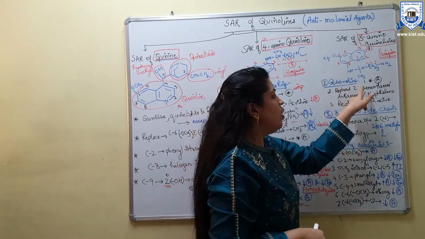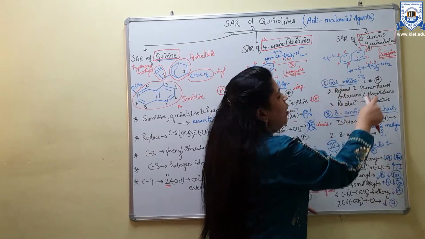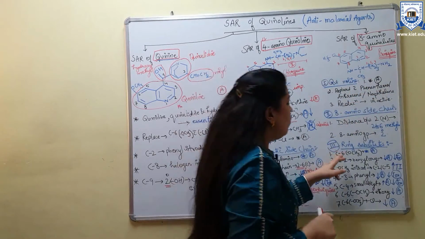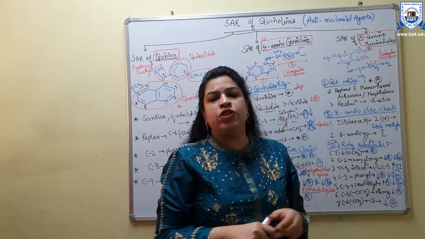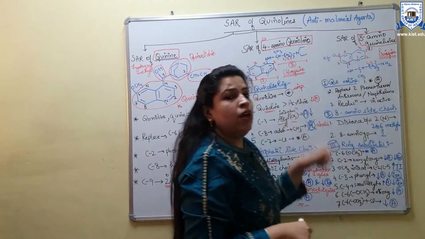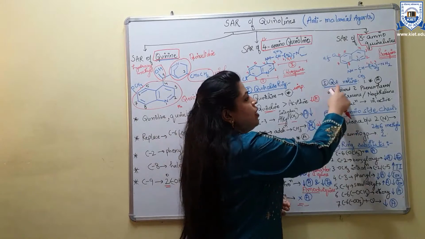So we will see the quinoline, then we will see the 8-amino side chain which we are having, then we will see the ring substituents which can be there under this whole quinoline. What all substituents are possible? So first let us see the quinoline.